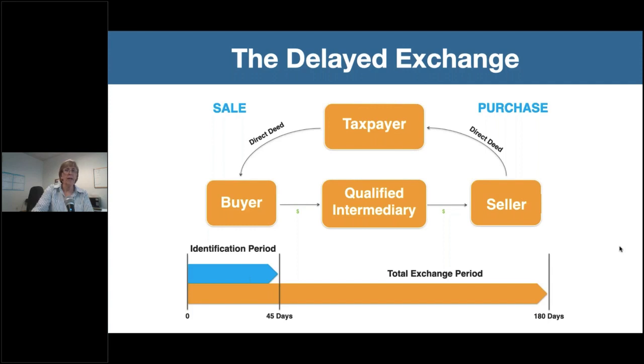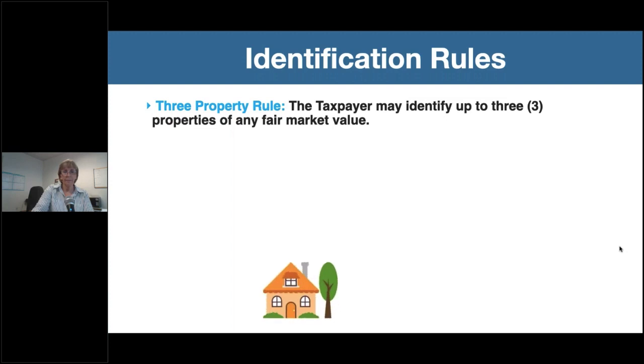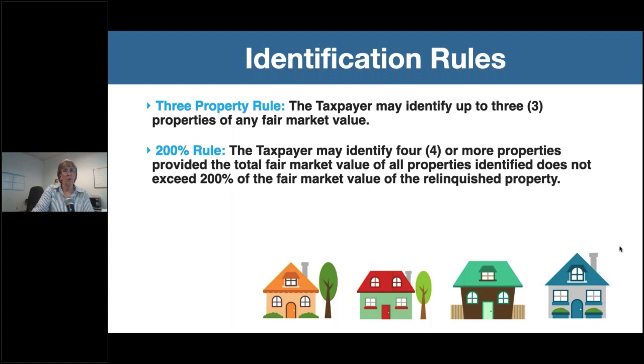Now let's talk about the identification. There are 3 rules of identifying. The first rule is the 3 property rule, where you're physically limited to 3 addresses, but you're not limited to dollar amount. The next rule is the 200% rule. Under the 200% rule, you can identify 4 or more properties. However, the fair market values of all of those properties cannot exceed 200% of your sale price.